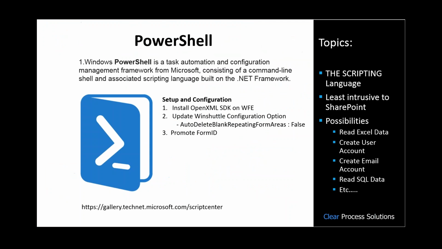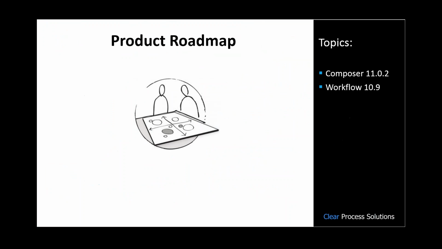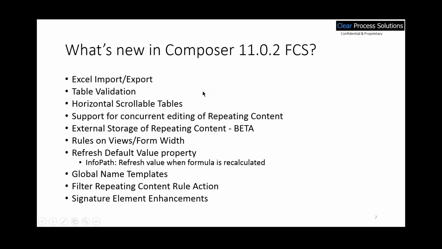So last but not least, I wanted to discuss the product roadmap for Winshuttle and Composer. They are releasing, we don't have a release date, but we know that it's going to be coming up soon, 11.0.2 for Composer and Workflow 10.9. There's a lot of exciting features in the Composer tool, one of which is the Excel import-export. So the demo we did today with the PowerShell script, you can actually, out of the box, pull that Excel data into your form and put it into a repeating section. Now there's no manipulation.